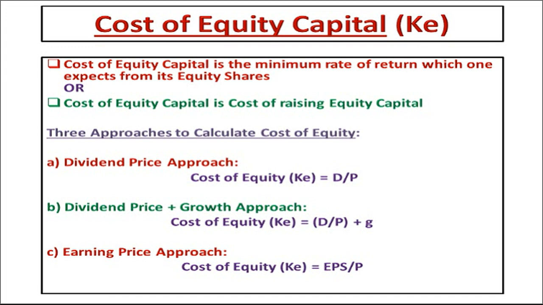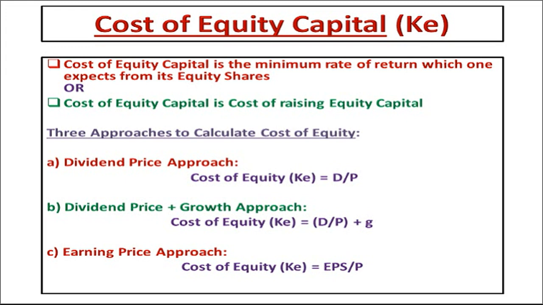For calculating cost of equity, there are three different theories, three approaches. Number one, dividend price approach. According to the dividend price approach, cost of equity KE = D/P. Number two is the dividend price plus growth approach. According to this approach, KE = D/P + G, where G is the growth rate. And there is another methodology by which you can calculate the same, that is the earning price approach. According to the earning price approach, cost of equity is equal to EPS/P.